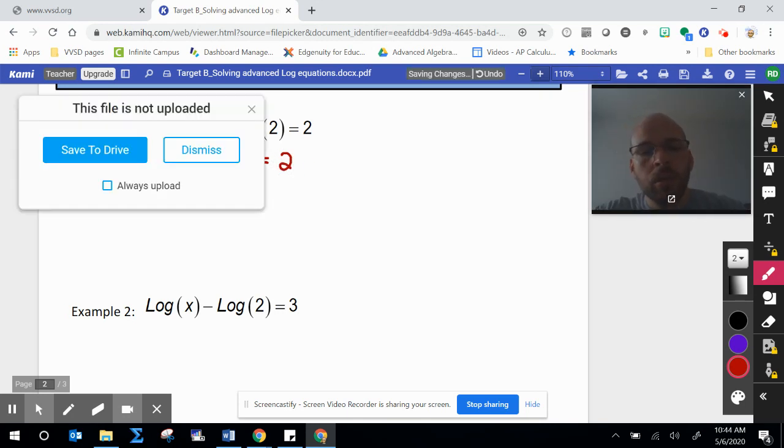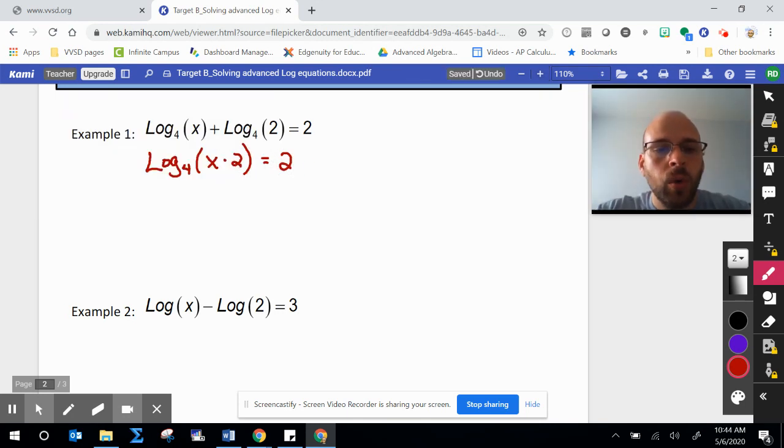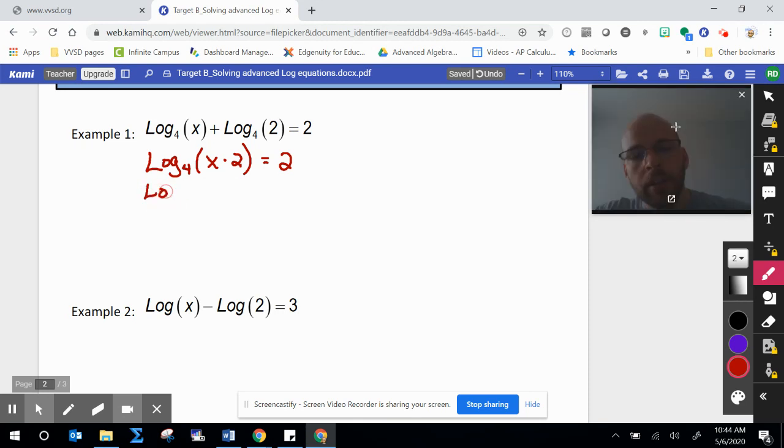Again, the two logs on the left-hand side of your equation are being added, so that means I can write it as one log and multiply the insides of those parentheses together. So if I write this a little neater, rather than saying x times 2, I'm just going to call it 2x. So that gets me here.